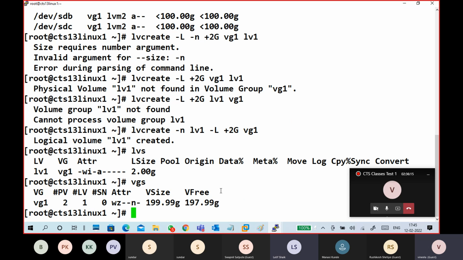Something is less here. So why? Because the 2 GB volume is created. lvdisplay also you can see. So LV1 is created.